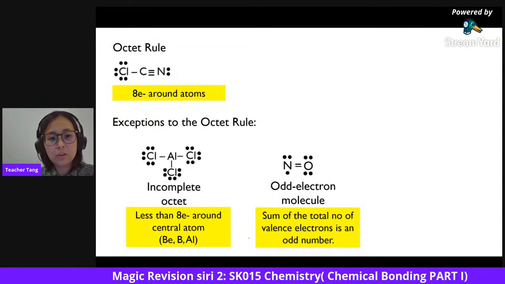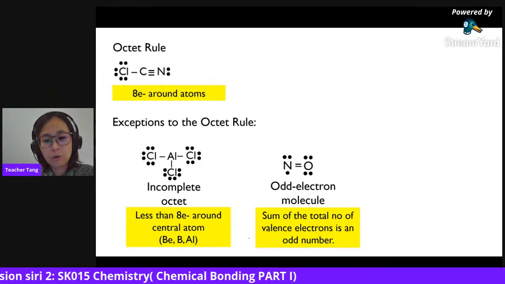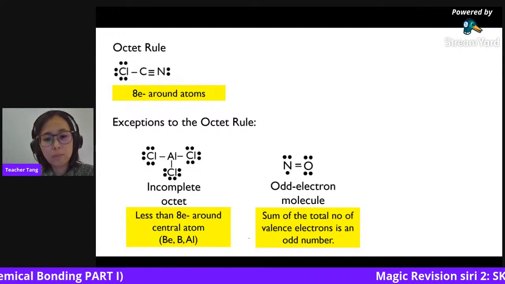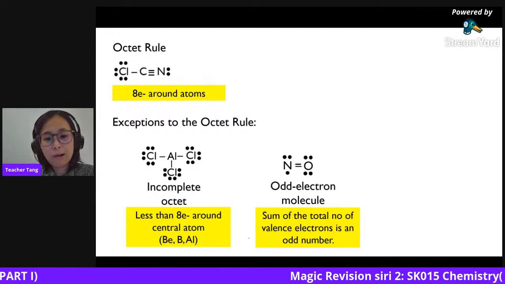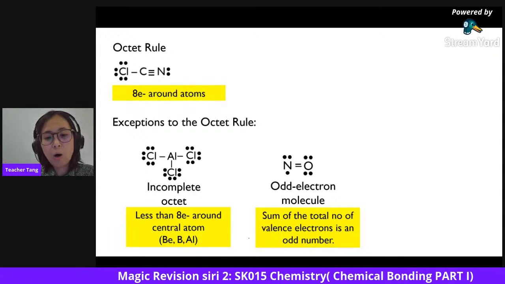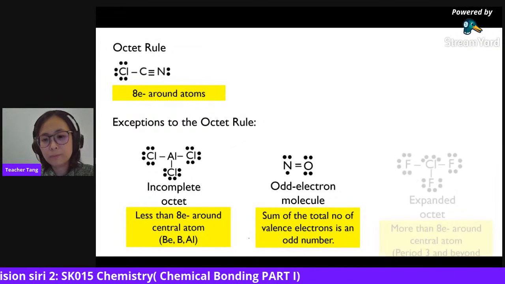So the second exception to the octet rules would be the odd electron molecule. So how do you know that you are getting an odd electron molecule? In step 1, when you calculate the total number of valence electrons, if you get an odd number, it means that you are going to get an odd electron molecule.